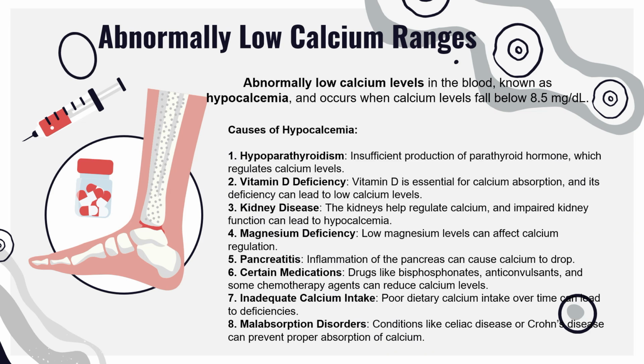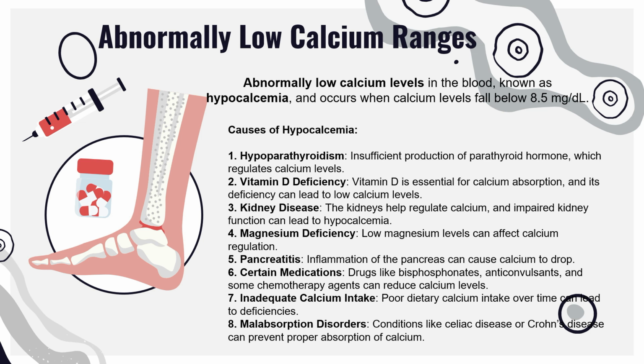First we'll explore abnormally low calcium ranges. Abnormally low calcium levels in the blood is known as hypocalcemia and occurs when the calcium levels fall below 8.5 milligrams per deciliter. There are 8 main causes of hypocalcemia in the body, and they include number 1, hypoparathyroidism. Insufficient production of the parathyroid hormone, which regulates calcium levels, will cause hypocalcemia to develop.